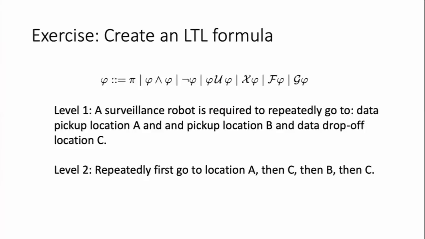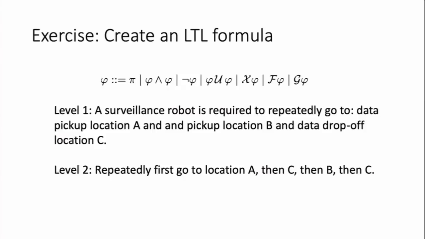Always find A and B until C. So I GF A and B until C. Okay, so if I do that, then I require A and B to happen at the same time. So I've got to have GF A and GF B.